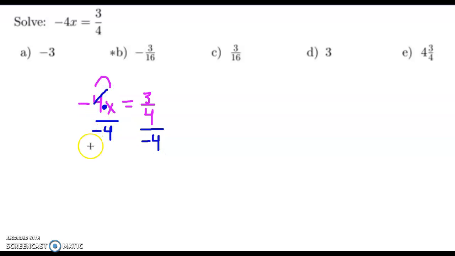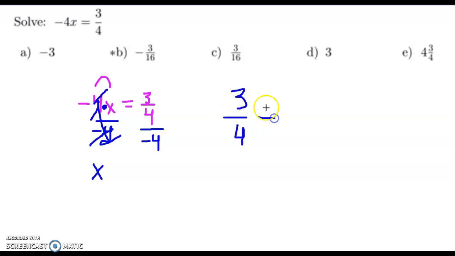These negative 4s will cancel out as a fancy form of 1, which is exactly what I want. Because negative divided by negative is a positive, and 4 divided by 4 is just 1. And isn't that what I want? 1x, which is awesome. Okay, this over here, though, looks like a mess. Now, if you want, you can put it in your calculator as 3/4 divided by negative 4. But remember, you can also write it out.